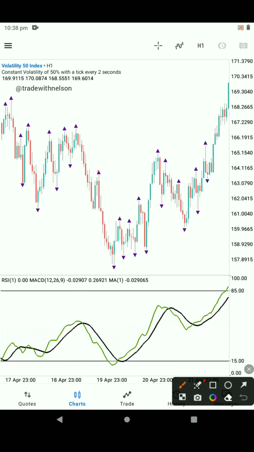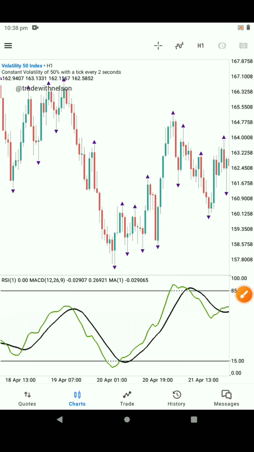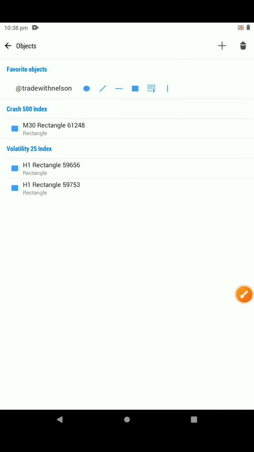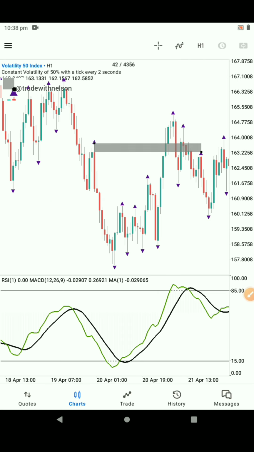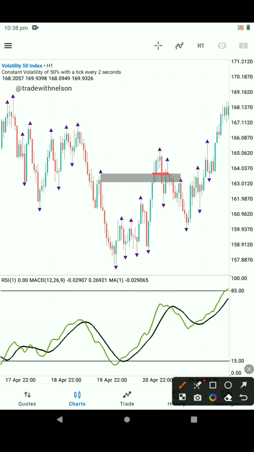Then you want to mark out the last resistance level to be broken. So over here, if I take my rectangle tool to mark out that level, see market closes above, you can enter your buy, and your stop loss will be below this low or this general low. Or you can wait for the retest. You see this retest comes down again, but did not take out this low where we put our stop loss.